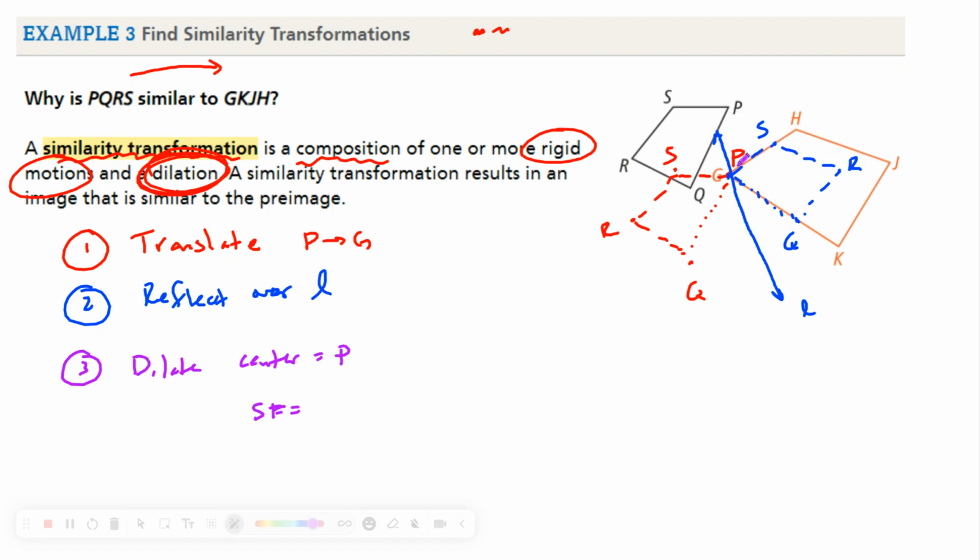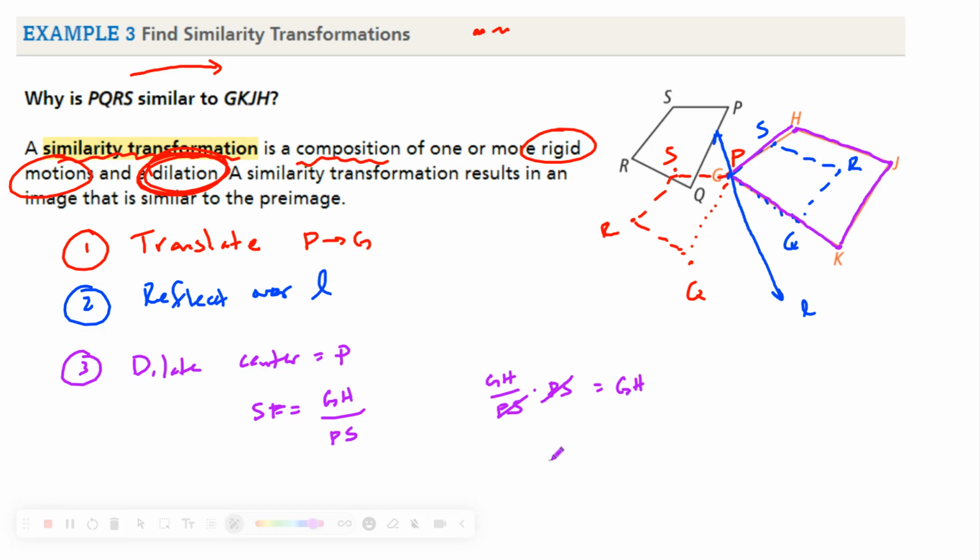So let's just use GH. GH is the longer length, which corresponds to PS in the smaller quadrilateral. If we take GH over PS and multiply it by PS, PS is the original length, GH over PS is my scale factor. These will cancel and you'll get GH, that new length you want. You'll get S to come here, R to come here, K to come here. And then you are right on top. You are mapped on top of the second quadrilateral.